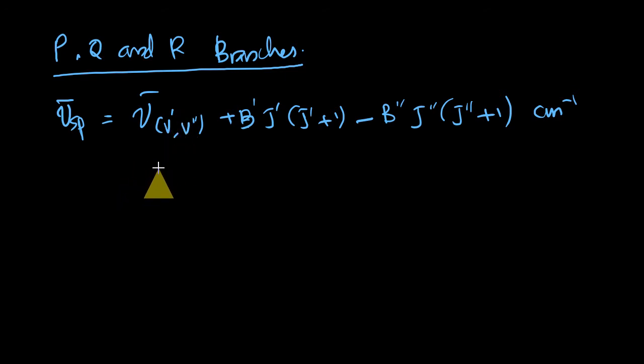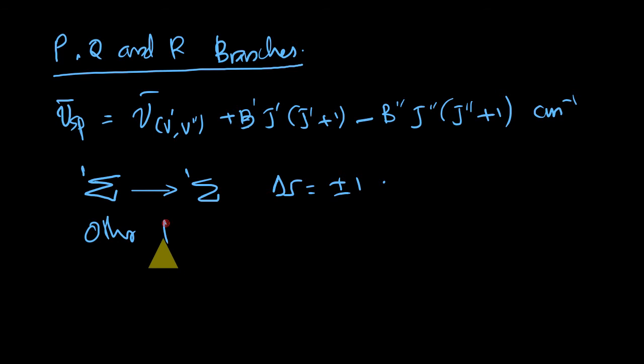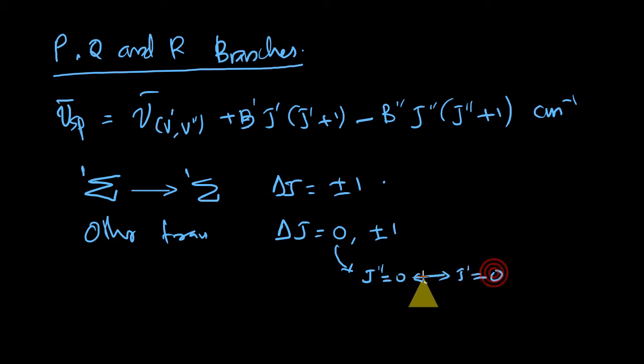Okay. And in the last class, we discussed in detail the selection rules governing the rotational transition. I will summarize it here. Depending upon the electronic transition, there are different selection rules. If the electronic transition is of the type sigma 1 to sigma 1, then the selection rule is delta J is equal to plus or minus 1. For all other transitions, the selection rule is delta J is equal to 0 or plus or minus 1. And in the case of delta J equal to 0, the J double prime equal to 0 to J prime equal to 0 transition is not allowed. This is excluded from this selection rule. This is what we discussed in the previous class.